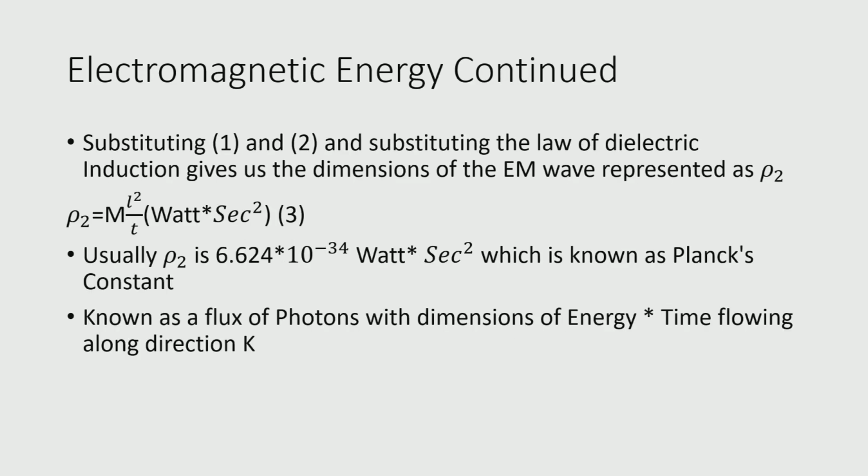And we're going to substitute these two equations together, and we get rho 2 equals ml squared over t. Usually, if everything's done right, it should be your Planck's constant. It should be 6.624 times 10 to the negative 34 watt seconds. Again, that's Planck's constant. And pretty much what this component is, it's a flux of photons with the dimensions of energy and time. And the flux of photons, essentially, that's your electromagnetic wave.